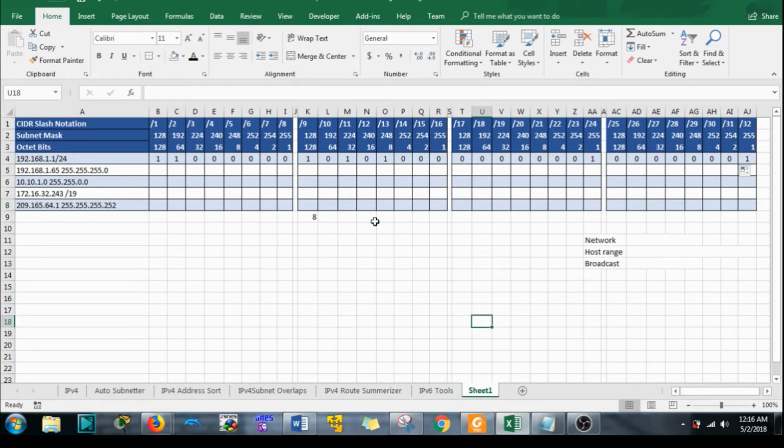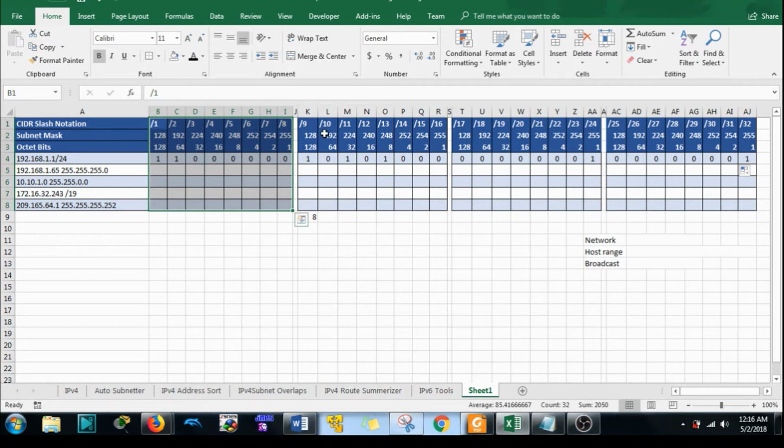The next thing we'll do is I'm going to show you how to find the network portion, the broadcast address, and then the host range. Now, if we look at this /24, what does that mean? It's CIDR slash notation, and what we do is the very first octet has a value of 1 to 8 on each one of those bits. So it starts off with 1, pretty easy.